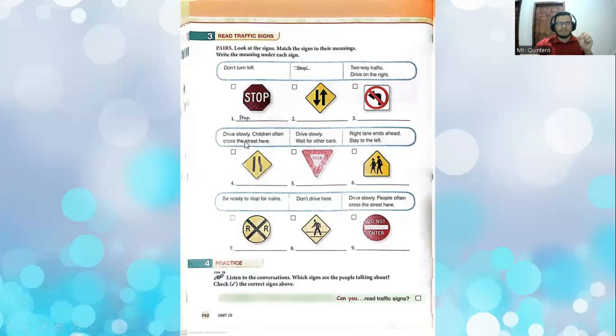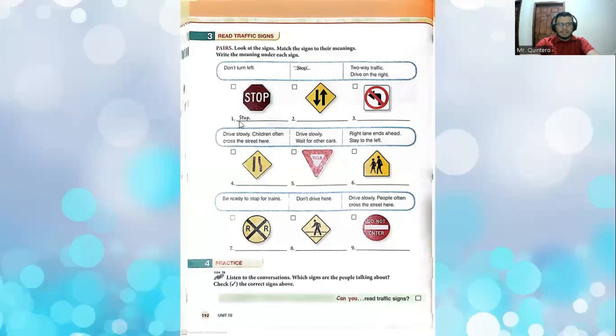Children often cross the street here. Drive slowly. Wait for other cars. Right lane ends ahead. Stay to the left. Be ready to stop for trains. Don't drive here. Drive slowly. People often cross the street here. So go checking one by one of your answers related with them.